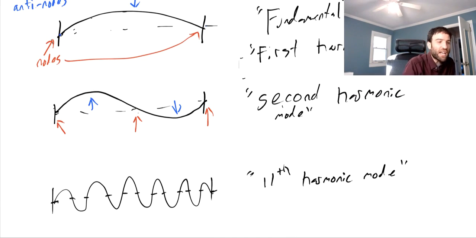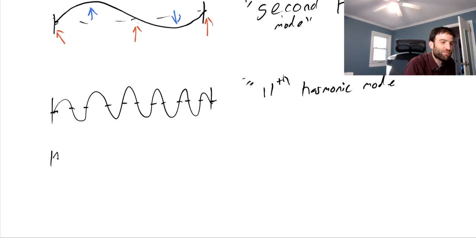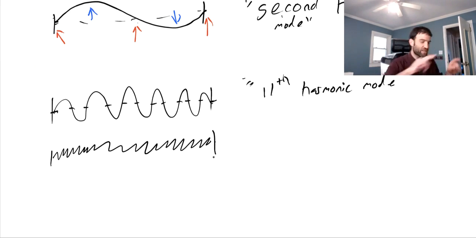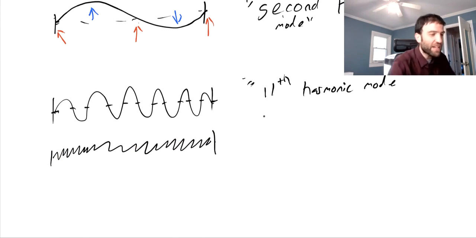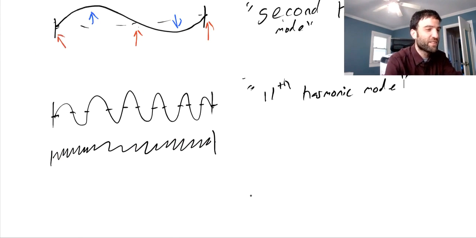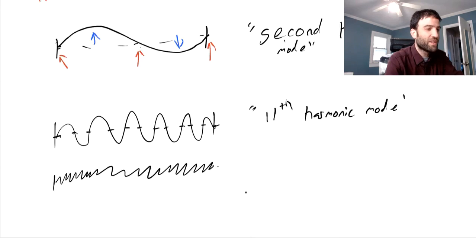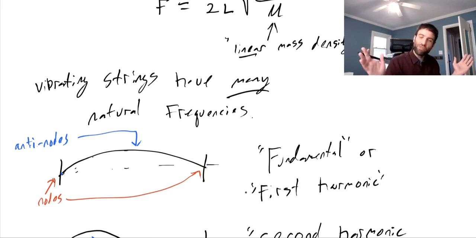And you could see I could have drawn this picture crazier and crazier to fit more and more of these small little wavelengths in between the two ends of the string. And in fact, there really are just this, in principle, endless sequence of high order harmonics that a vibrating string can vibrate in. Okay.